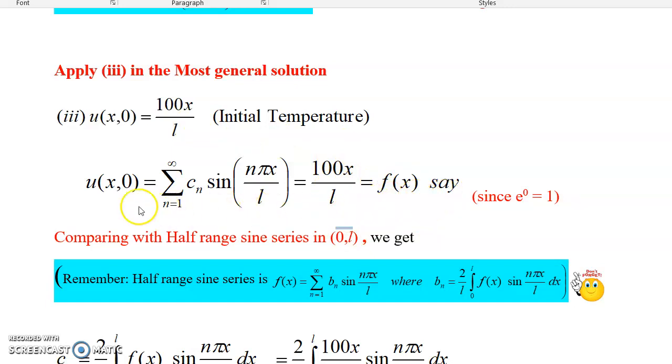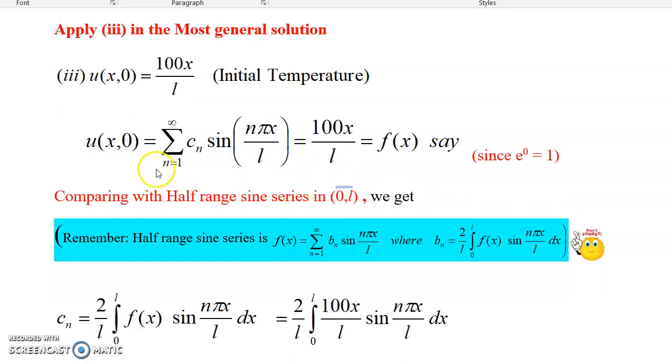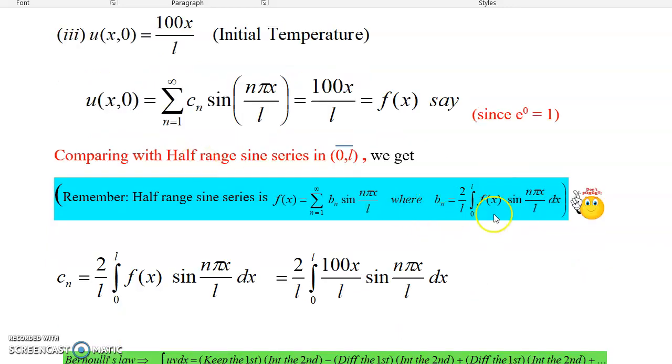Now if you observe this term, what can you observe from here? You have to relate it to the half range sine series, which we had already studied. Sigma bn sin n pi x by L. Is it not the half range sine series? Yes, same thing. Instead of bn, here you have cn. So this bn formula you can apply here for cn. So cn equals 2 by L, integral 0 to L f of x sin n pi x by L dx.